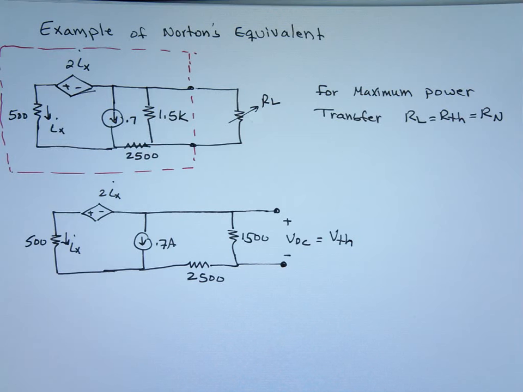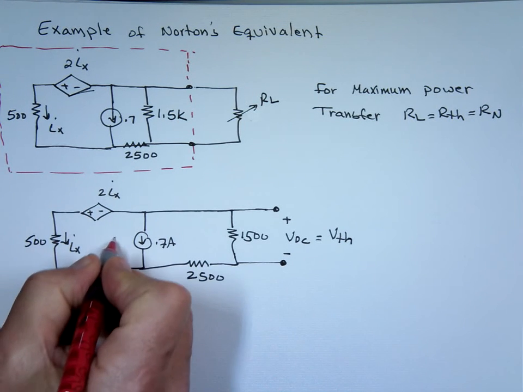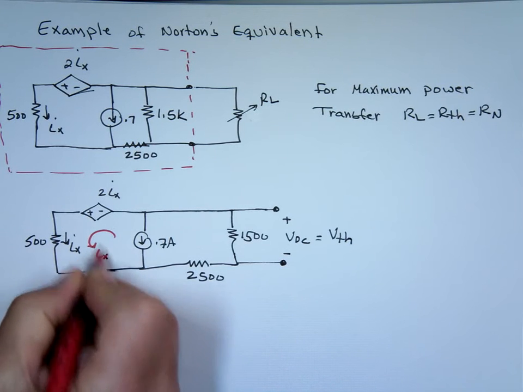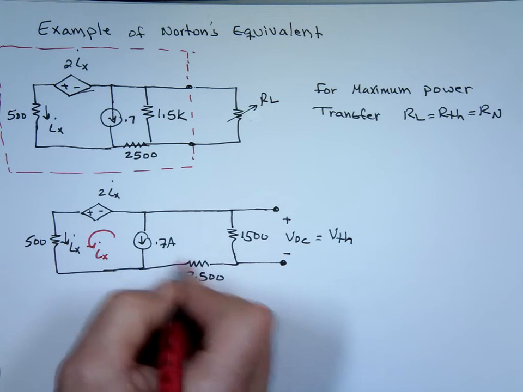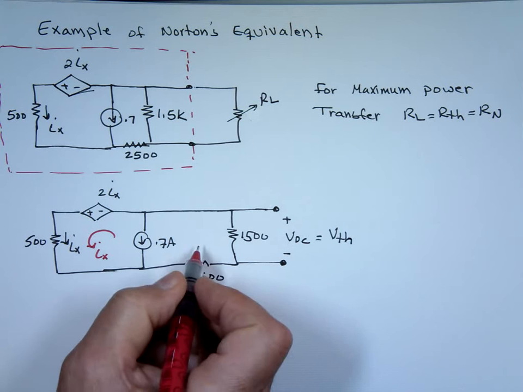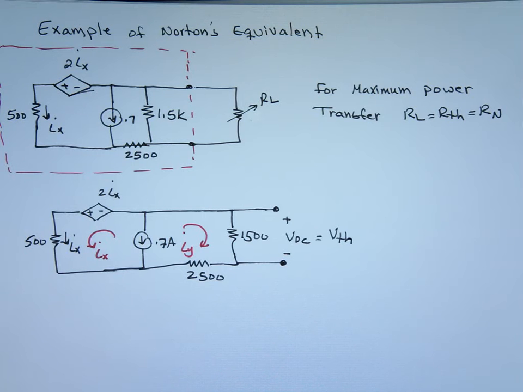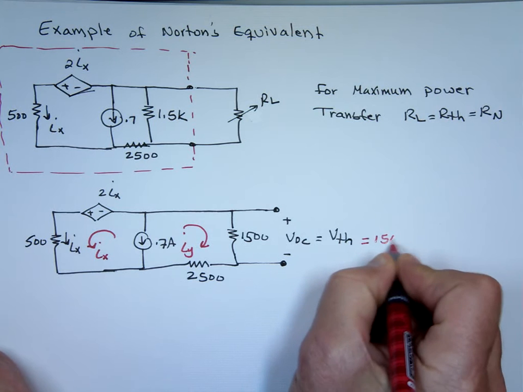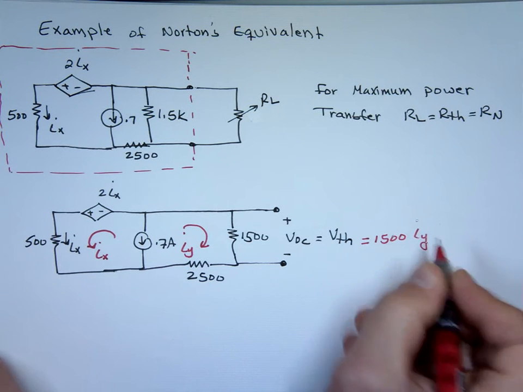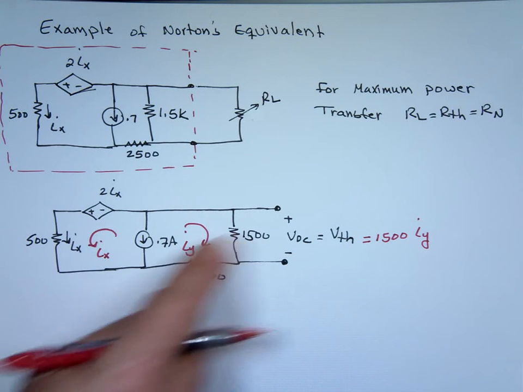And we can use any method you want to here. Notice, let me define I sub x, that's this current, the current coming down this way. And let me define I sub y. You want it clockwise or counterclockwise? Clockwise, okay. So V Thevenin is going to equal what? 1,500 times I sub y. So if I can find I sub y, I'm done. It's the voltage drop right here. I know the resistor, 1,500. I know this current I sub y.